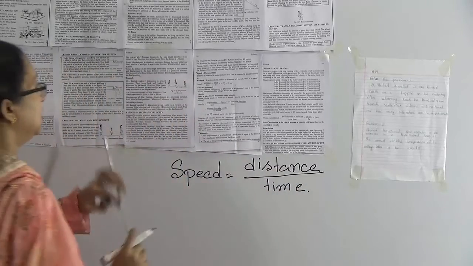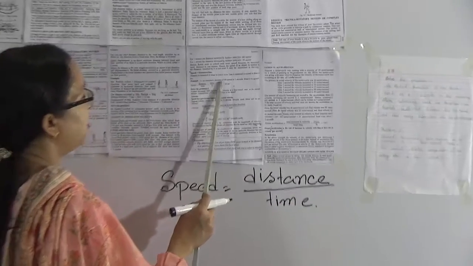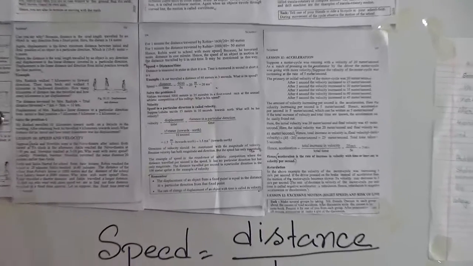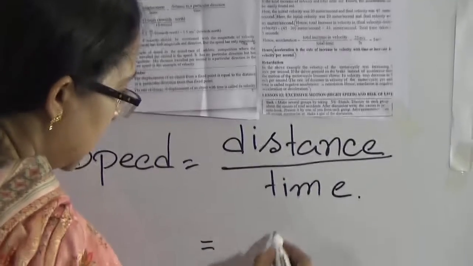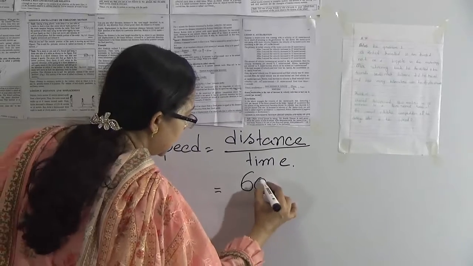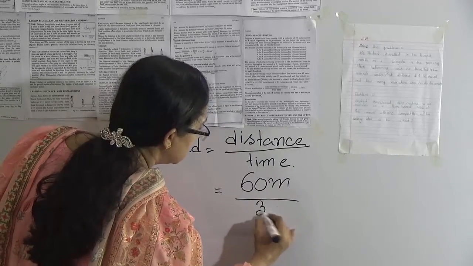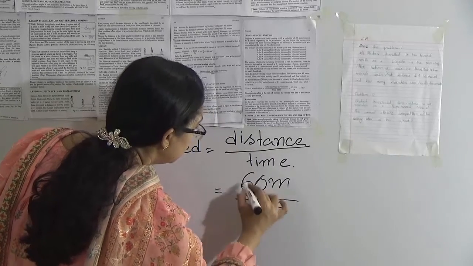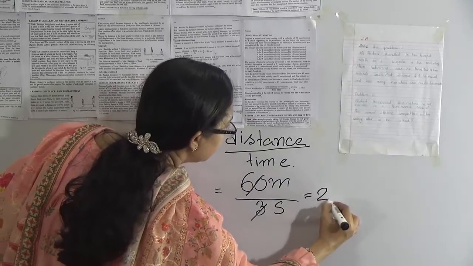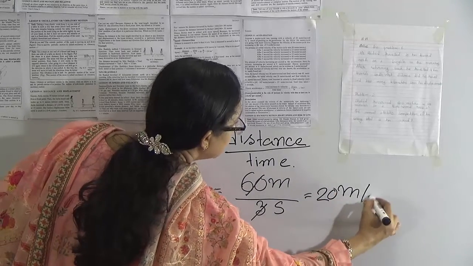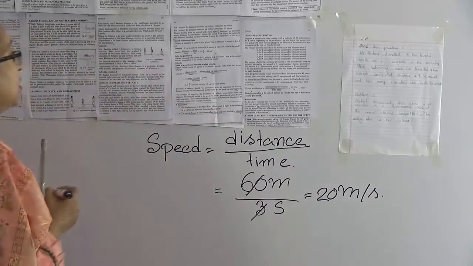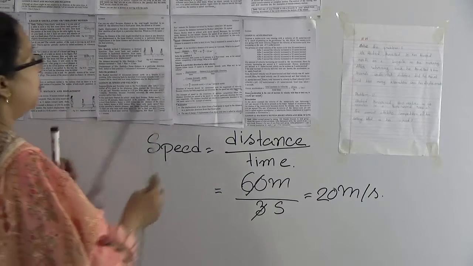Here in the example, a car travelled a distance of 60 meter in 3 seconds. So here its travel distance is 60 meter and time is 3 seconds. So 20 meter per second. So here is a problem.